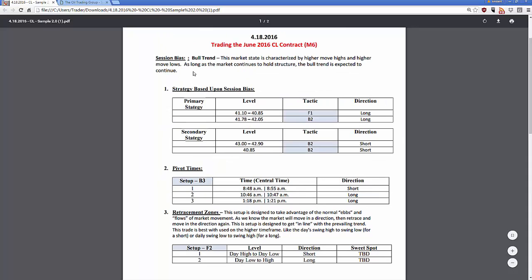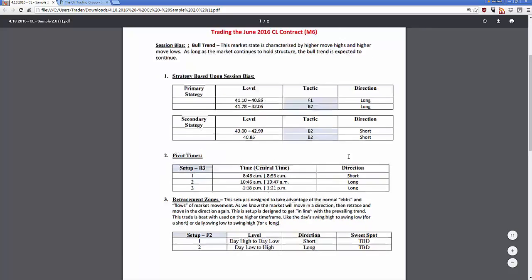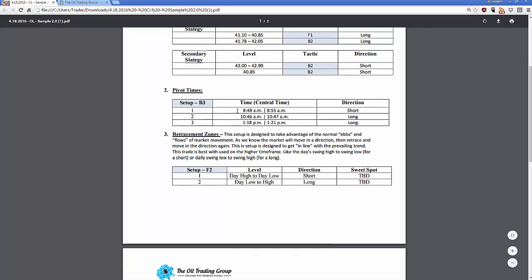All right, so as you enter the day, this is a sample. Tomorrow, the live one will be up, okay? This is just a sample. But let's say that we looked at this and we said, hey, we're in for a bull trend here today, right? And so the first tactic off this level would be a fade long, or we would be looking for a breakout long at this particular level, right? Now, if the secondary strategy begins to unfold, then we would be looking at a breakout short of these two levels here, and that's the way that we would be running that. Now, you've got the pivot times, right? Times where you're expecting a move. This has a setup that is used, and that's chart B3, okay?